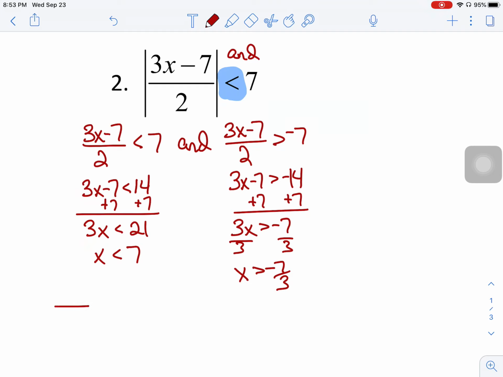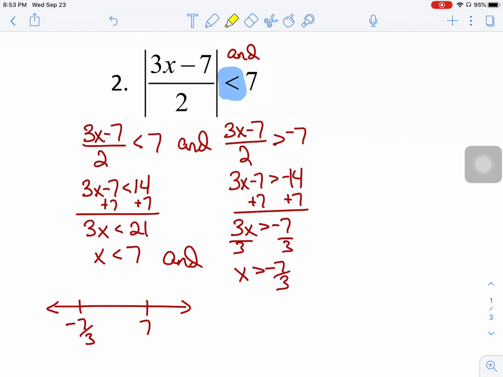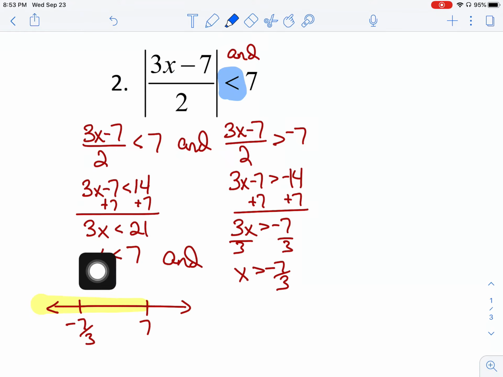All right, let's do a number line here. My critical values are -7 over 3 and +7. And the thing that joins these is "and." Okay? So if it helps you, use colors, right? It's totally cool. I've got x is less than 7. So from 7, I'm going to shade to the left. That's less than 7. And, let's see if I can do blue here. And x is greater than -7/3. So from -7/3, I'm going to shade to the right.